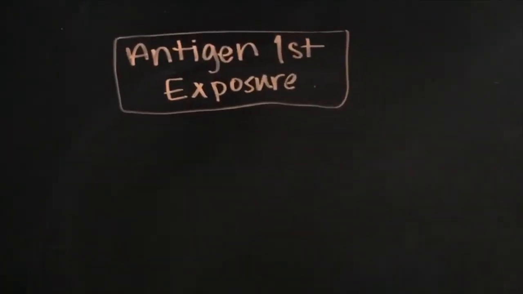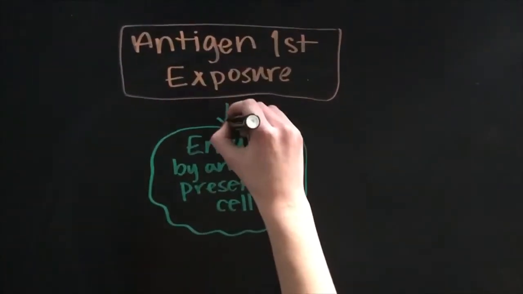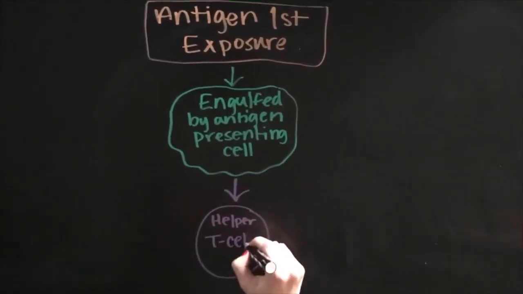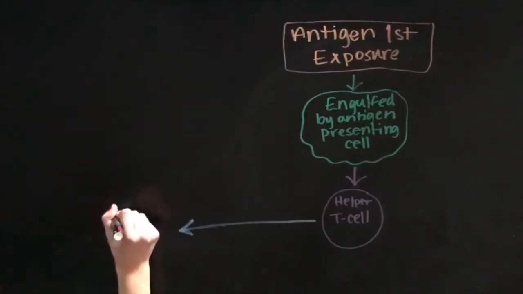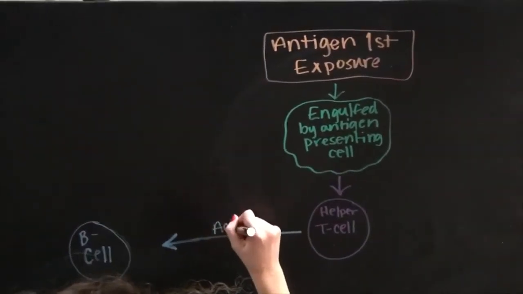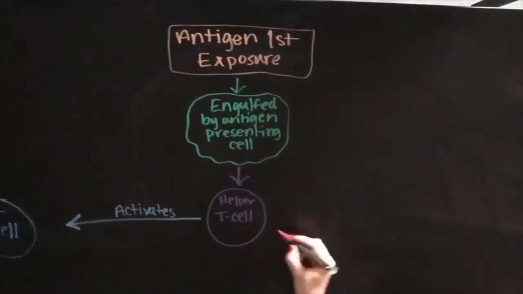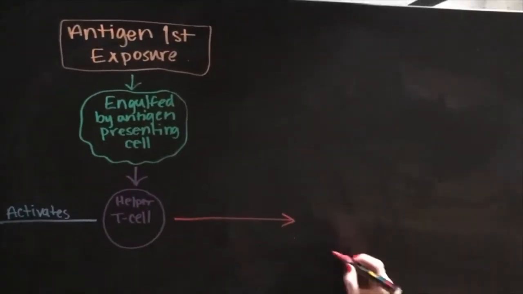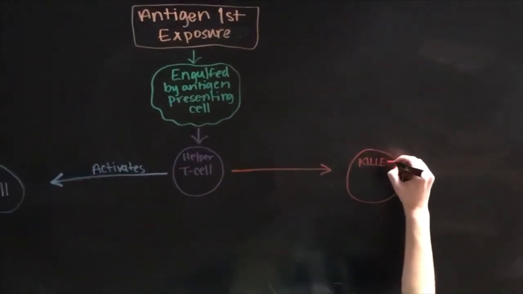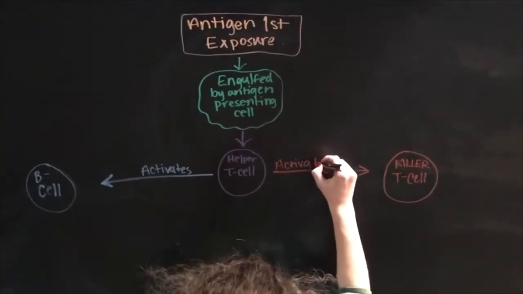When the antigen is first exposed, it's engulfed by the antigen presenting cell, and then the helper T cell activates the B cells, which create antibodies, and the helper T cells also activate the killer T cells, which fight off the infection by killing the infected cells. And so it does this whole job, and it's not the fastest. My understanding is that it's not the fastest process ever.